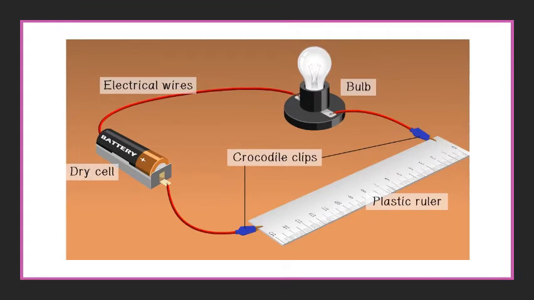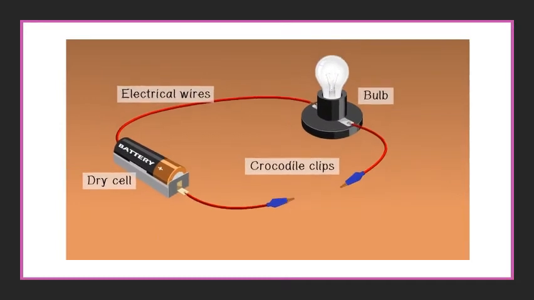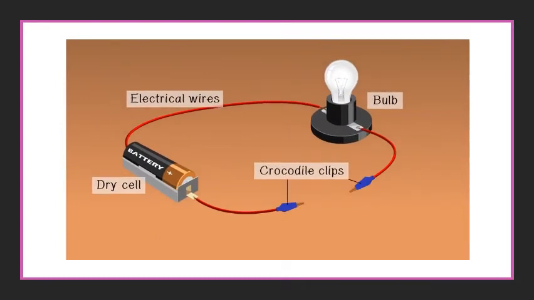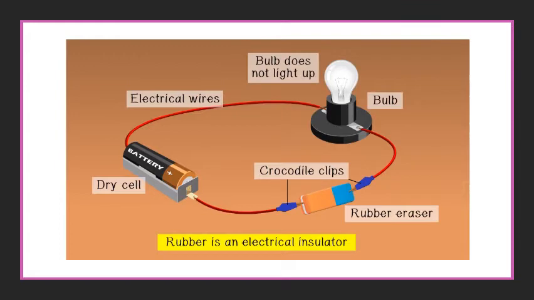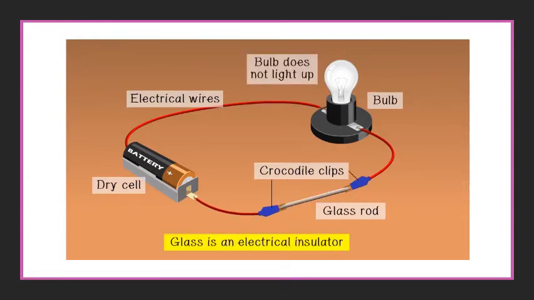When a plastic ruler is connected across the crocodile clips, the bulb does not light up. This shows that the plastic ruler is an electrical insulator and does not allow electricity to pass through it. Other examples of electrical insulators include rubber, wood, glass, leather, and cotton.